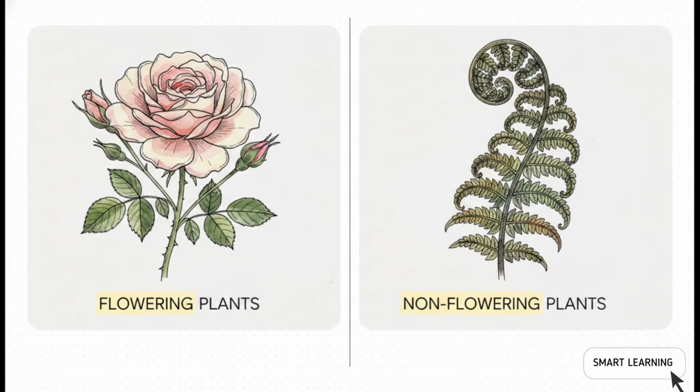This is our very first step, where we literally divide every single plant on the planet into two massive camps based on their characteristics. And it's really that straightforward. We have flowering plants, which produce flowers, and non-flowering plants, which, you guessed it, do not produce flowers.